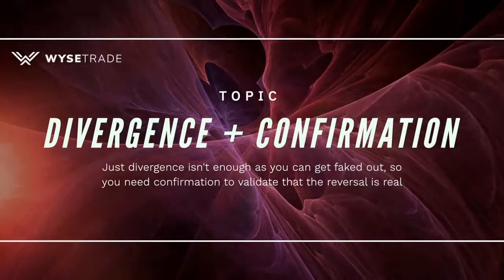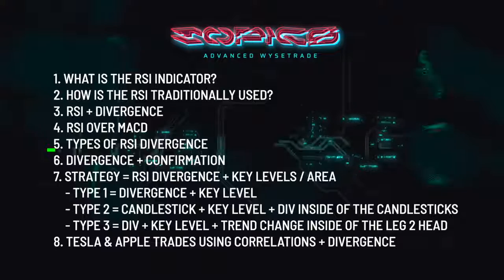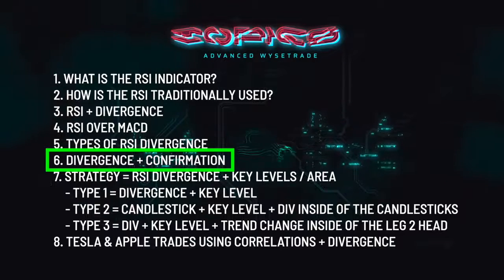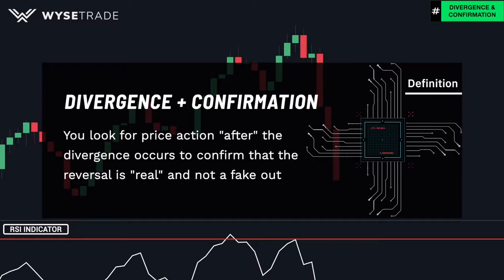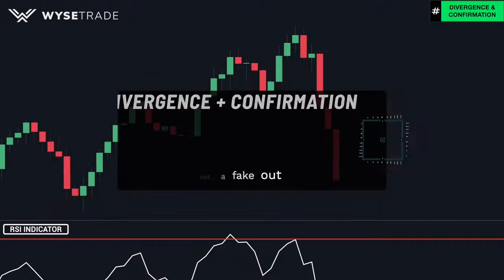So let's keep building on this and move on to the next section, which is combining divergence with confirmation. Divergence combined with confirmation means you look for price action after the divergence occurs to confirm that the reversal is real and not a fake out. So let's break this down.